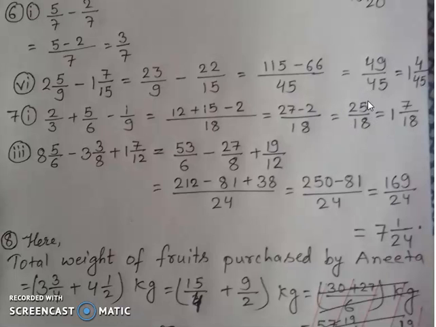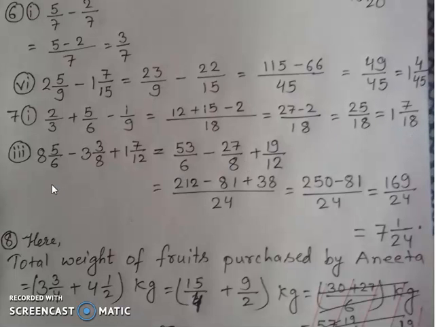Since the numerator is bigger, we will change it into a mixed fraction. We will divide 25 by 18. We will get quotient 1, remainder 7 and divisor 18. I had already told you how to write it: quotient, remainder by divisor. That will become the mixed fraction.